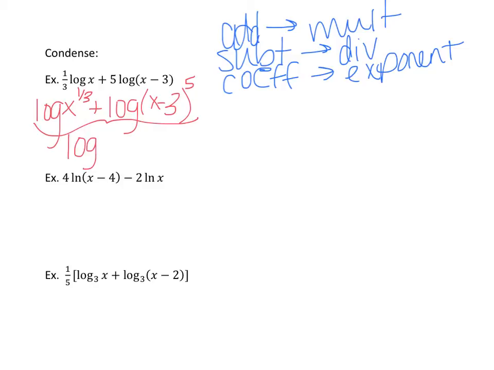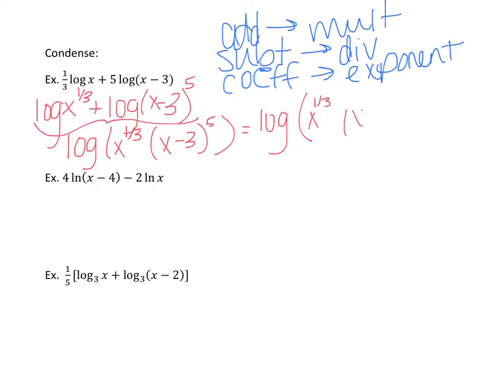I'm going to keep one log: x to the 1/3 times x minus 3 to the 5th. And over here to the side, written a little more clearly, log of x to the 1/3 times x minus 3 to the 5th power.